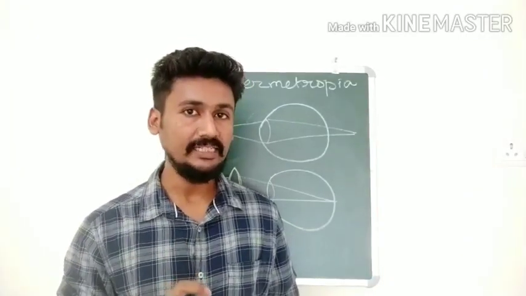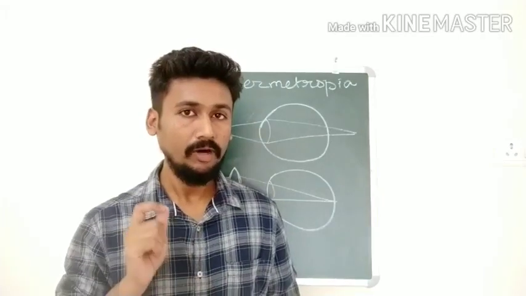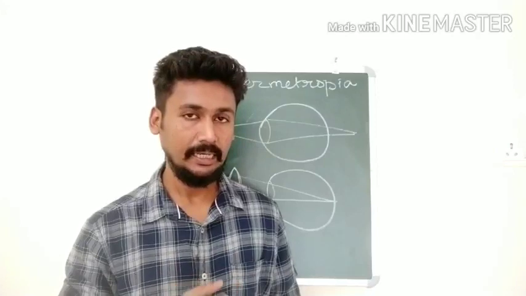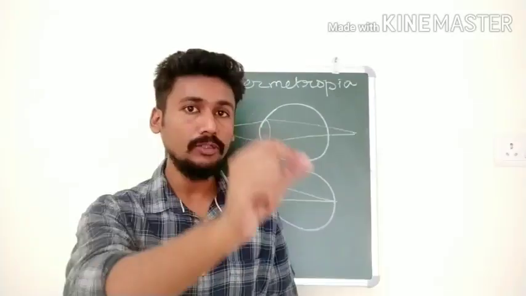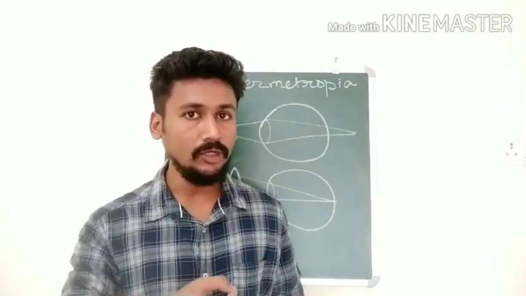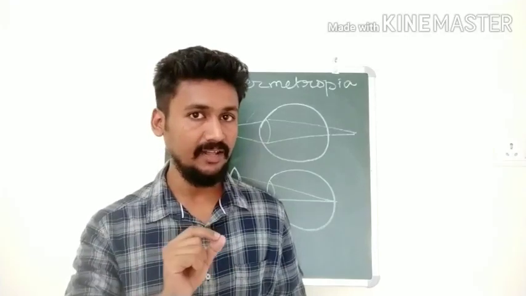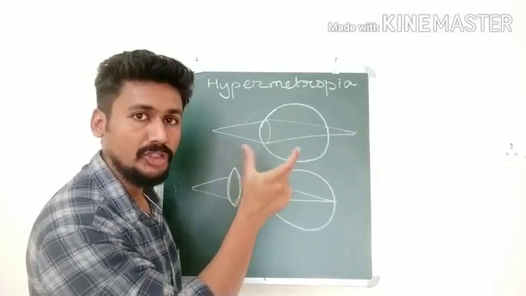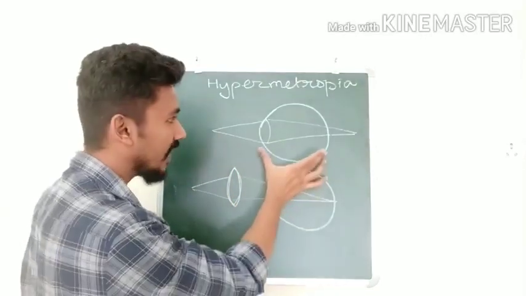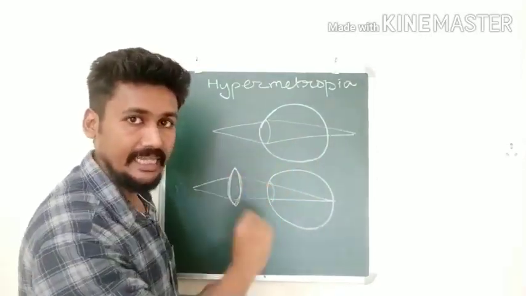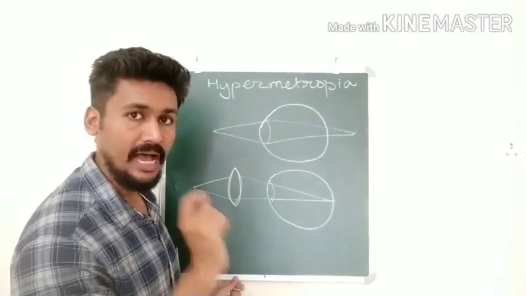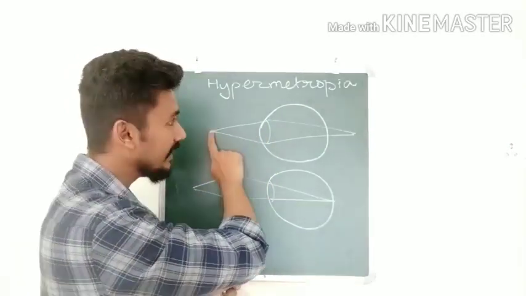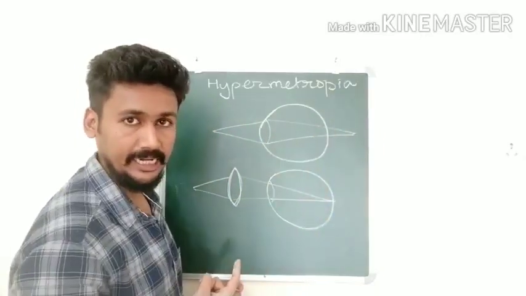The second defect is hypermetropia. What is hypermetropia? It is also called farsightedness. It means the person is able to see far away objects but cannot see nearby objects. That defect we call hypermetropia. It happens due to shortening of the eyeball. If the eyeball has become shortened, the person suffers from hypermetropia. In that, any nearby object, the image gets formed behind the retina.